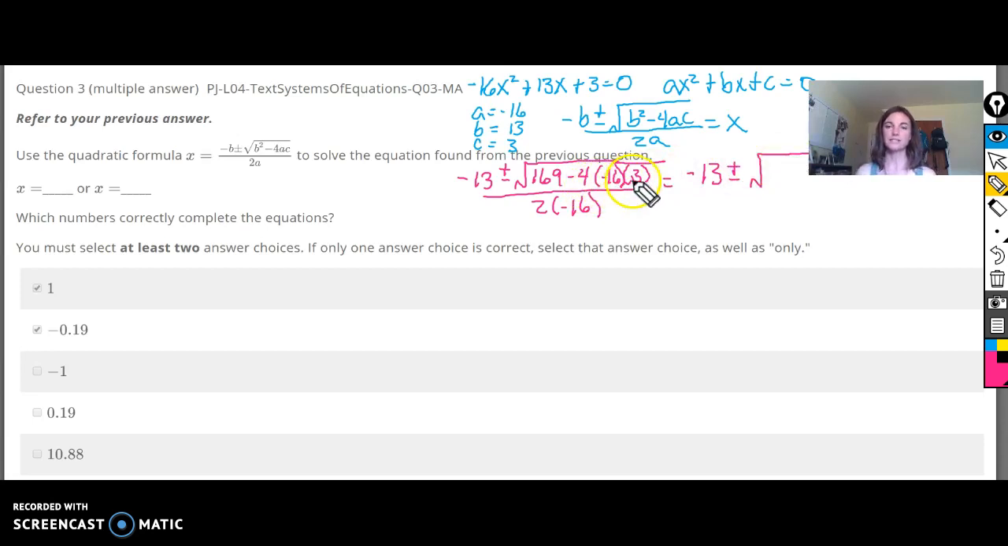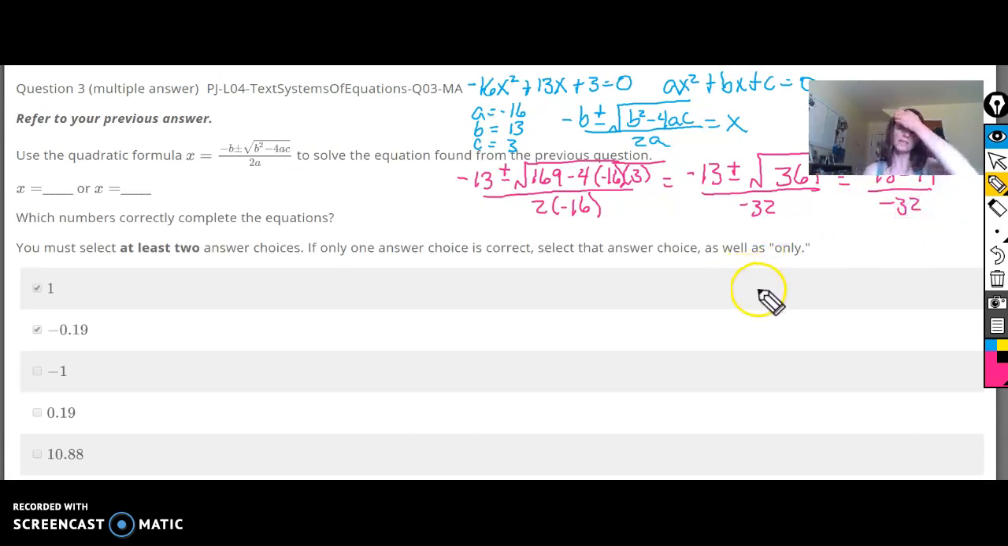Negative 4 times negative 16 times 3 is 192, so I'm going to add those because I have two negative values, so they become positive. So 361 over 2 times negative 16 is negative 32. I'll simplify this one more time because the square root of 361 is 19. So I get negative 13 plus or minus 19 over negative 32.